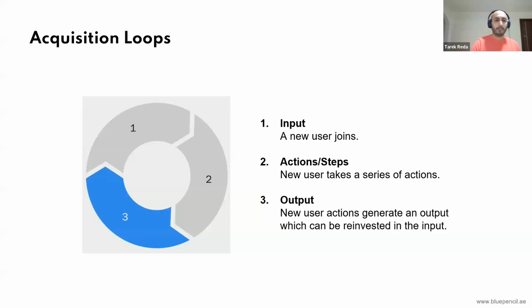All right, let's move on to acquisition loops. We touched on that; the general concept is that the loop consists of 3 steps. A user joins, and this user takes a series of actions. These actions generate an output, and this output gets reinvested as the input of a new loop.